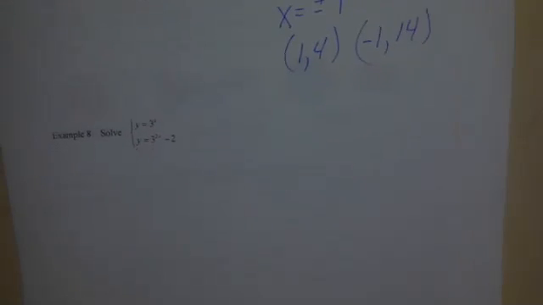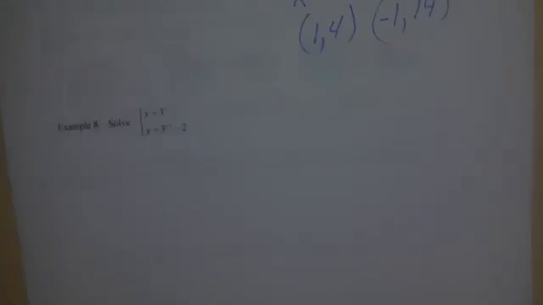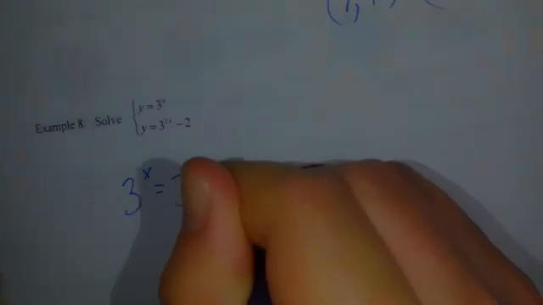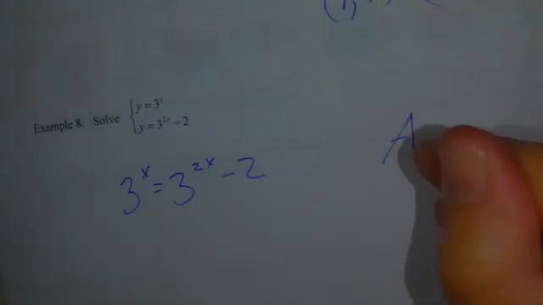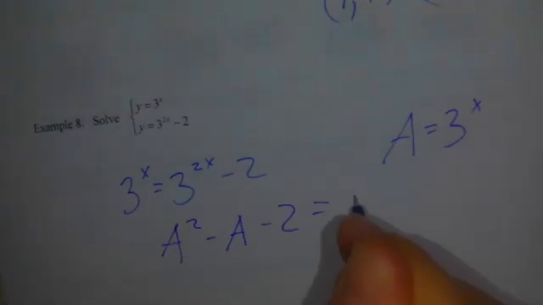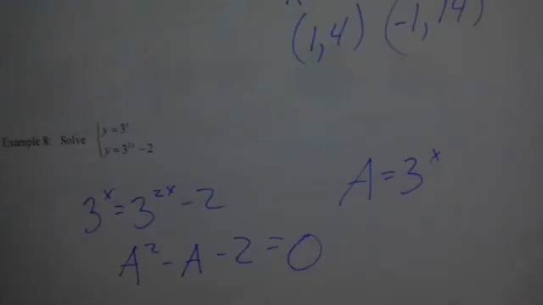Last one is reminiscent of a test problem. Let me zoom in a little bit here. I'm going to get that 3 to the x equals 3 to the 2x minus 2. If I say that a equals 3 to the x, I can write this as a squared minus a minus 2 equals 0. That is a minus 2, a plus 1 equals 0. That is a equals 2 or negative 1. That is 3 to the x equals 2.